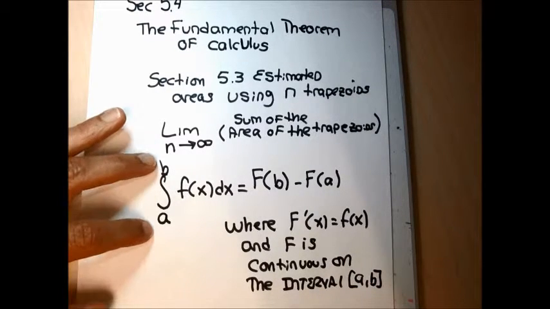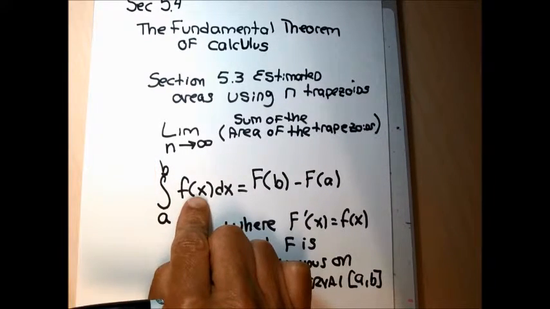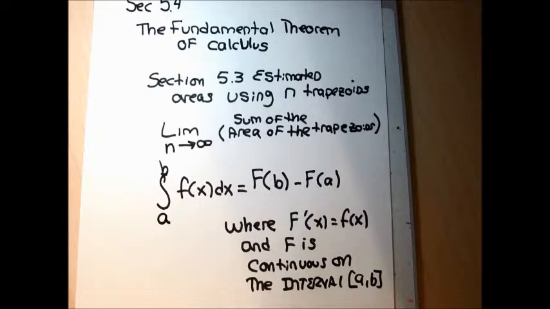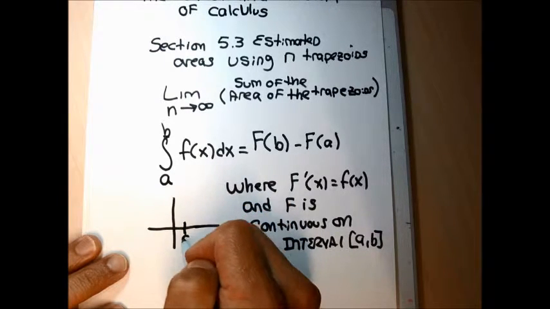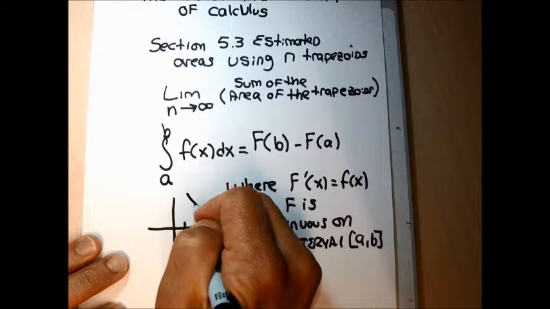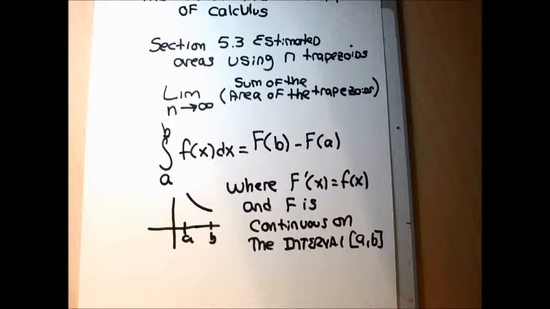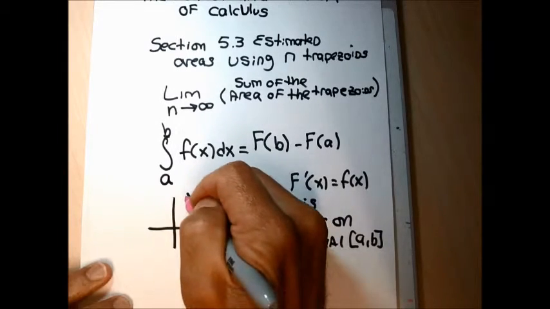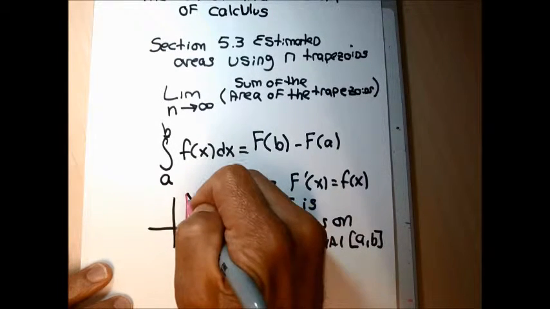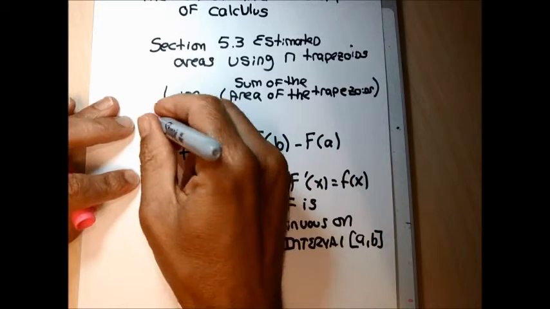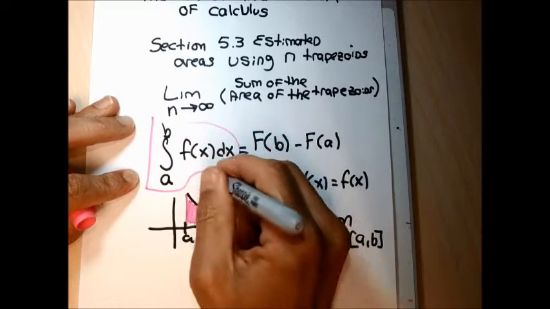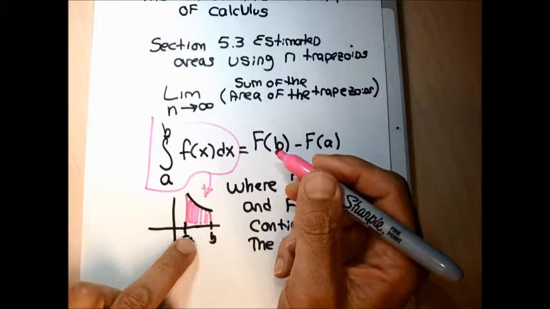So what the fundamental theorem of calculus says, if we have a function f of x, and I want to find the area between the graph of that function and the x-axis over some interval ab. So for instance, say my graph of f of x, say a is here, b is here, and the graph of my function over that interval is here, then I want to find the area between the curve and the x-axis. Pictorially, this is the area that we want to calculate.